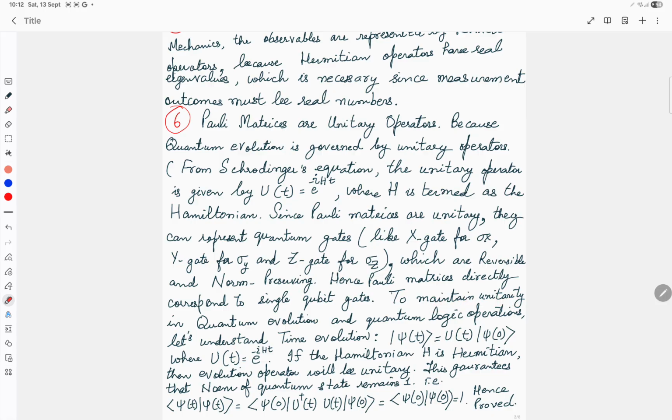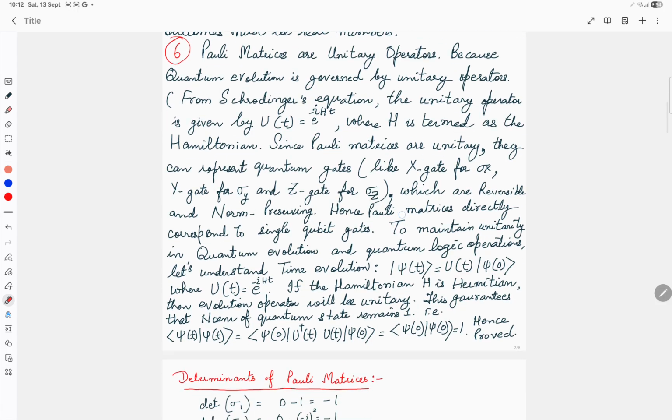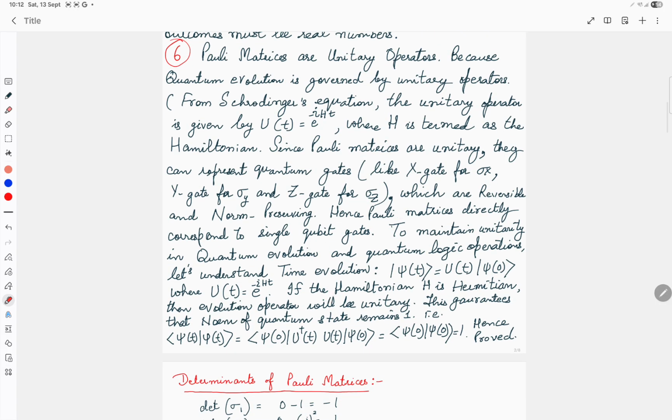Now to maintain unitarity in quantum evolution and quantum logic operations, let us try to understand the time evolution. If the initial state of the quantum system is given by ket psi 0, where this 0 means t equal to 0, let's take it as the initial state. When U(t), the operator, acts upon the initial state, the resultant quantum state is given by ket psi t.